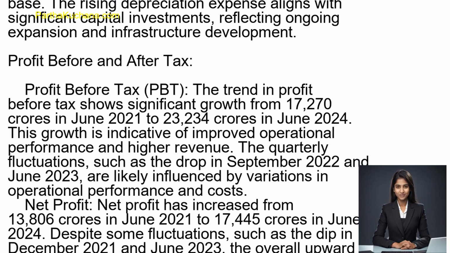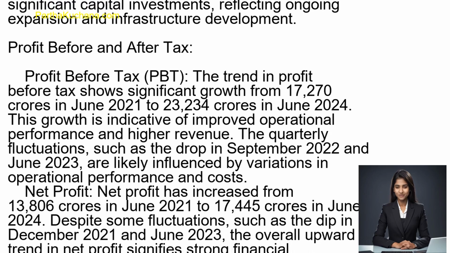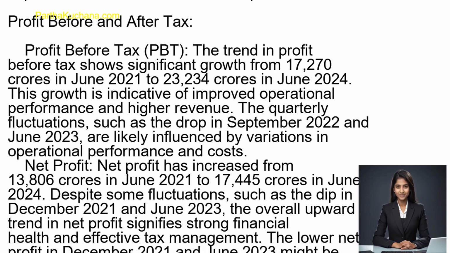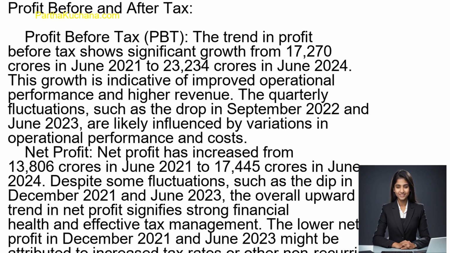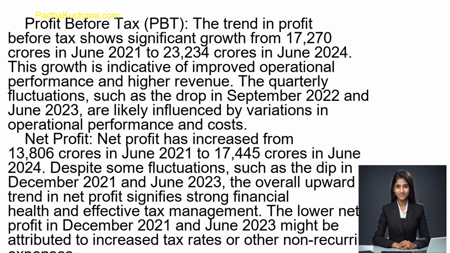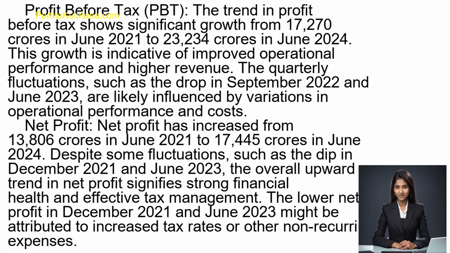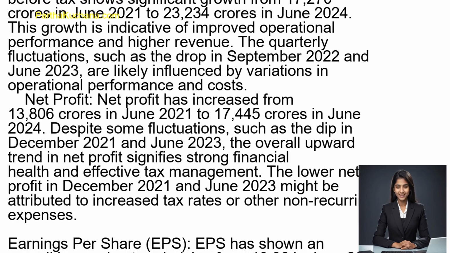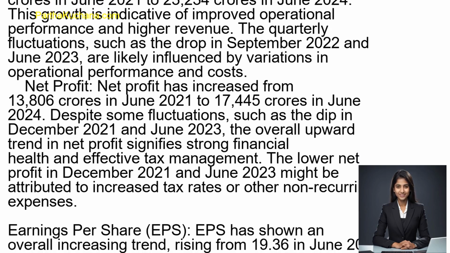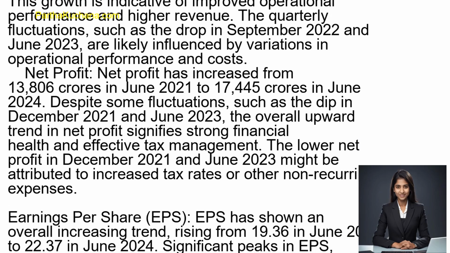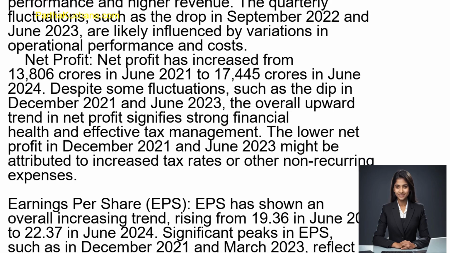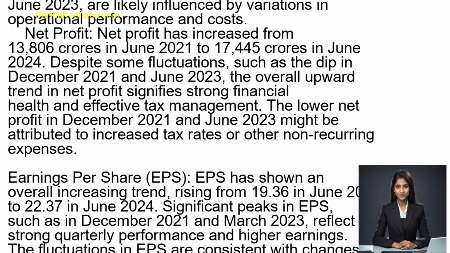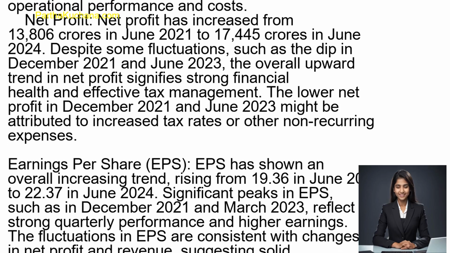Profit before and after tax. Profit before tax, PBT. The trend in profit before tax shows significant growth from 17,270 crore rupees in June 2021 to 23,234 crore rupees in June 2024. This growth is indicative of improved operational performance and higher revenue. The quarterly fluctuations, such as the drop in September 2022 and June 2023, are likely influenced by variations in operational performance and costs.